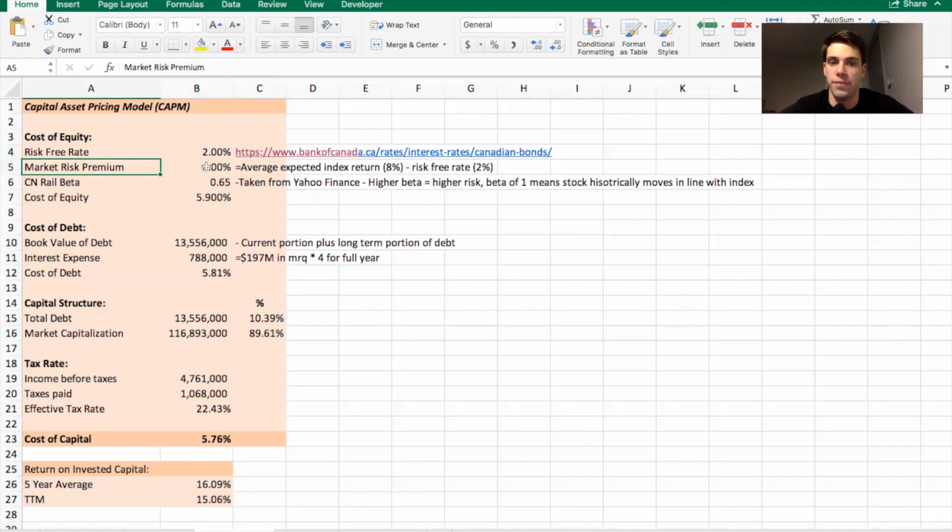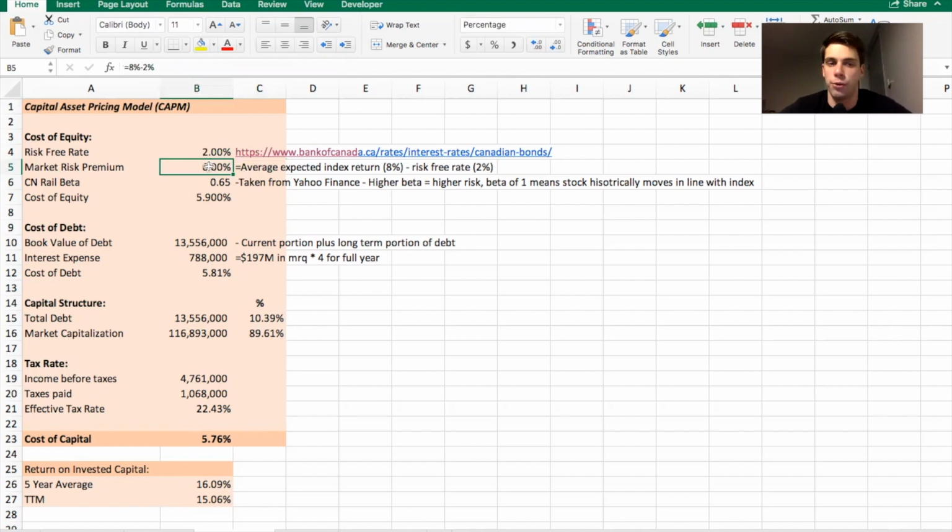Now, the market risk premium, this is the average expected return on an index, which is generally going to be in the range of 8 to 10% minus the risk-free rate. So I have 6% in here because I used 8% as the expected return on the index minus the risk-free rate. Now, the reason I used 8% is because it's expected to be a bit lower in the coming years, just because currently the stock market is at all-time highs. Some people may use 10% as the average expected index return, in which case their market risk premium would be 8%. Again, there's going to be some debate and some nuance when it comes to the actual mechanics of these calculations. But for the purposes of this here, we're going to go with 6%.